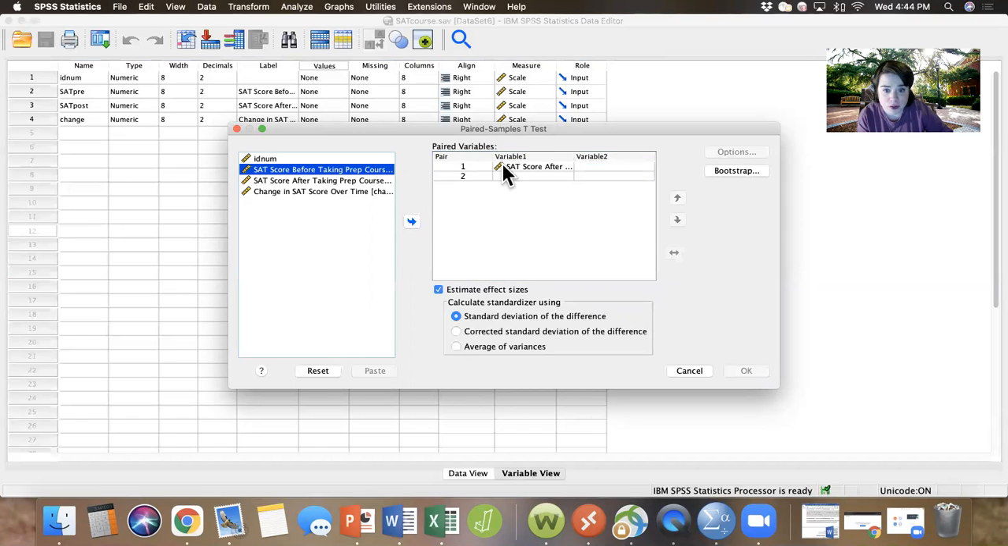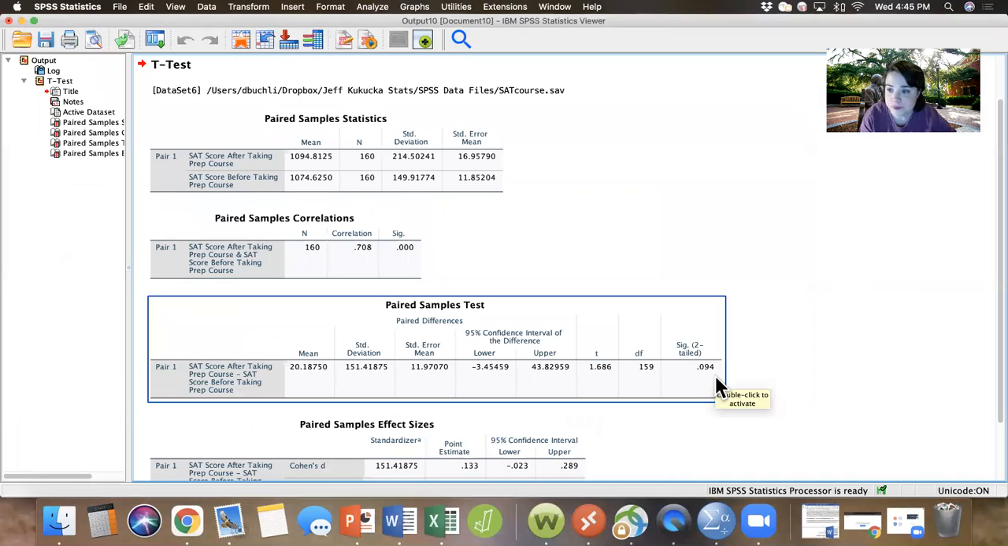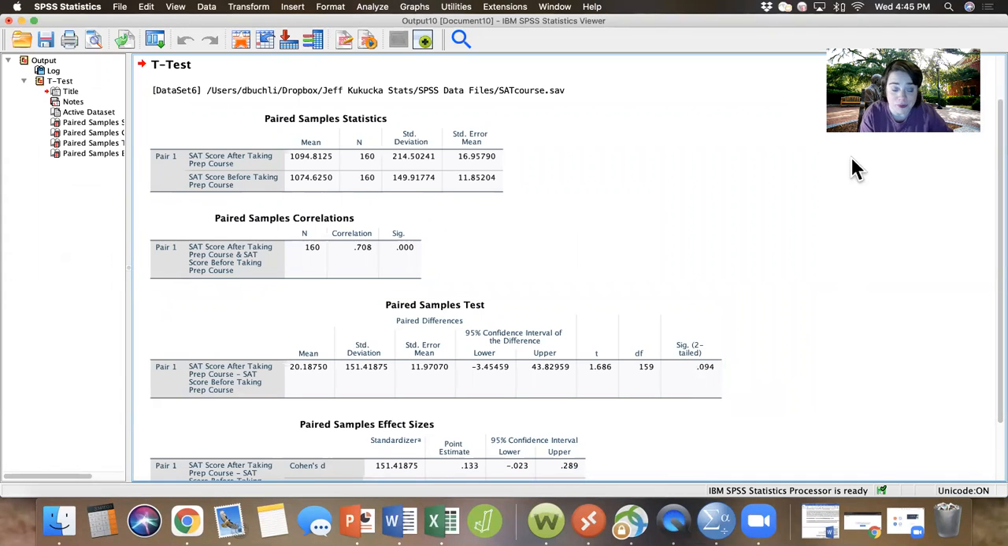And again, all that you're doing is taking your variables from this box and moving them over to variable 1 and variable 2 here. Okay, so these are the two variables that we're comparing, or the two levels that we're comparing. Okay, so we're just going to go ahead and click OK. Okay, and that gives us our output.